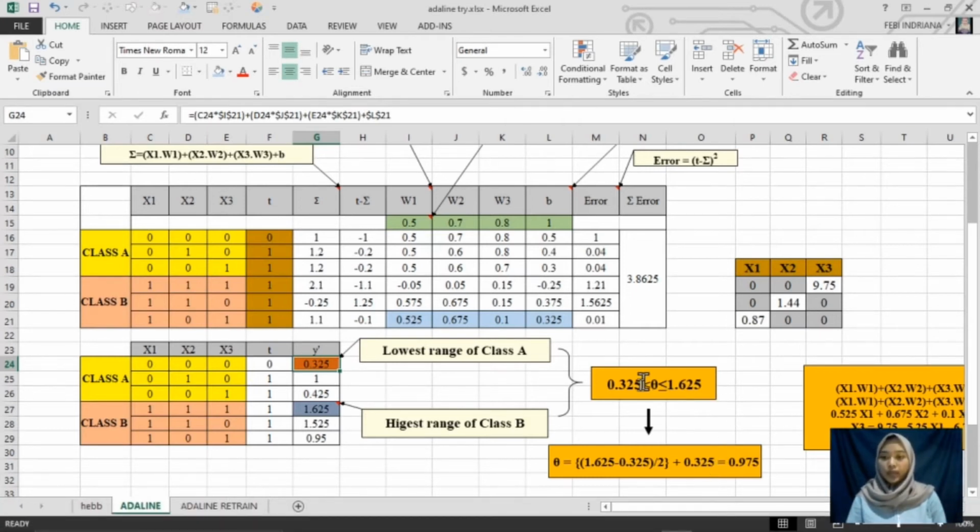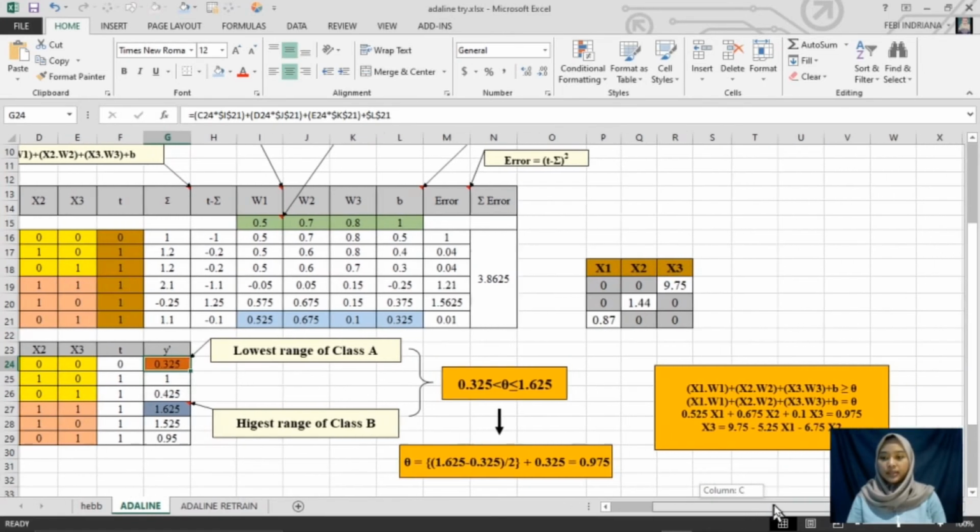After that, we can know the value of optimum theta by using this formula: the highest range of class B minus the lowest range of class A, divided by 2, plus the lowest range of class A. We obtain that the optimum theta is 0.975.